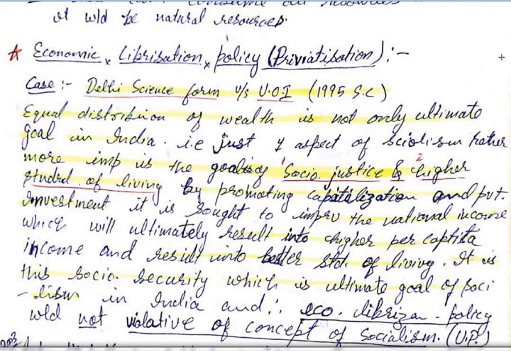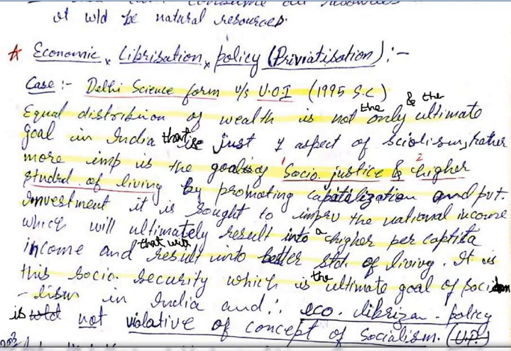Now write down a case upon this. Delhi Science Forum versus Union of India, 1995 Supreme Court. So this issue was discussed in this case. Write down: equal distribution of wealth is not the only and the ultimate goal in India. That is just one aspect of socialism. Rather, more important is the goal of social justice and higher standard of living.